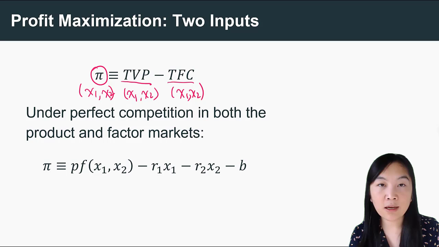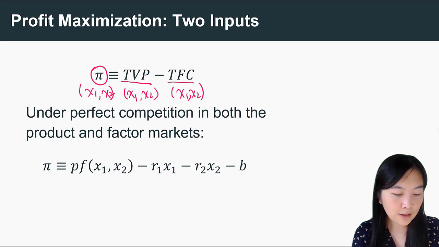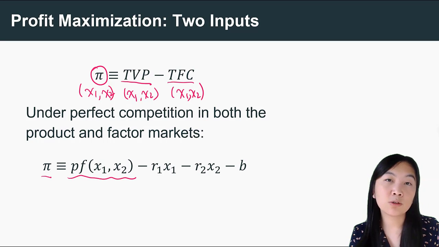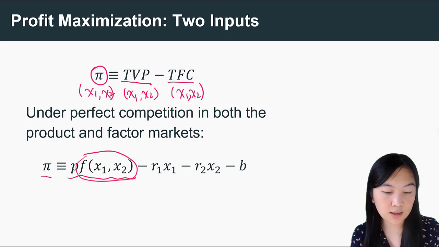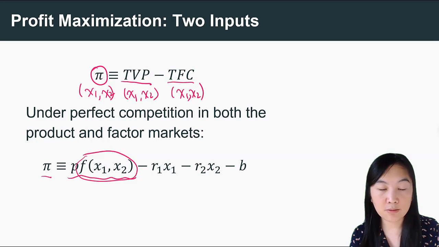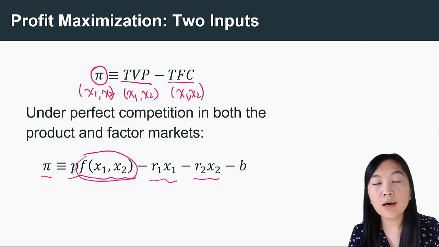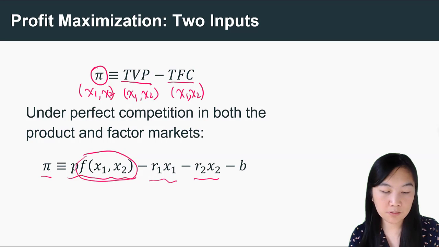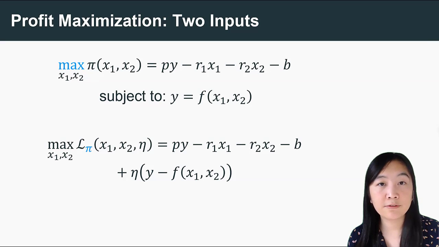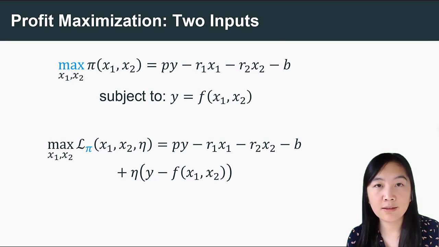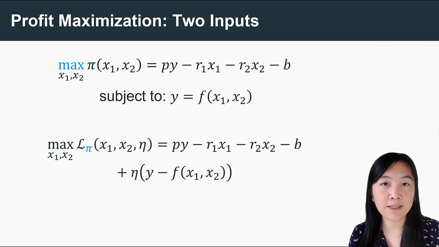Under perfect competition in both the product and factor markets, or input markets, the profit can be written with TVP equal to P times TPP. TPP is just the production function here. And TFC, since we have two inputs, is the cost of the summation of two inputs and also the fixed cost. That gives us the profit function when you have two inputs.